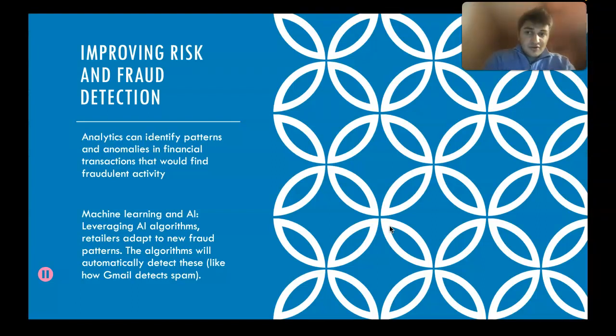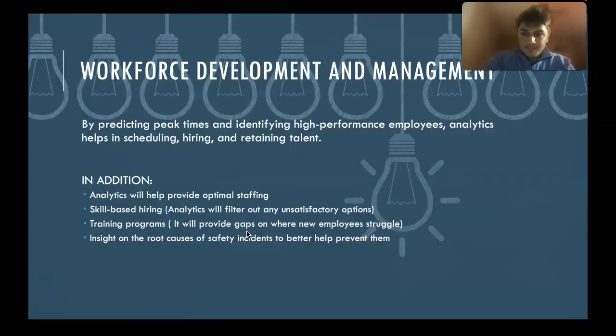Then we have improving risk and fraud detection. What I found here was that machine learning and AI are using data to adapt patterns, building loops within themselves to detect fraud patterns. Kind of like Gmail's spam folder, where things automatically get sent there. That's how I see it in my head.